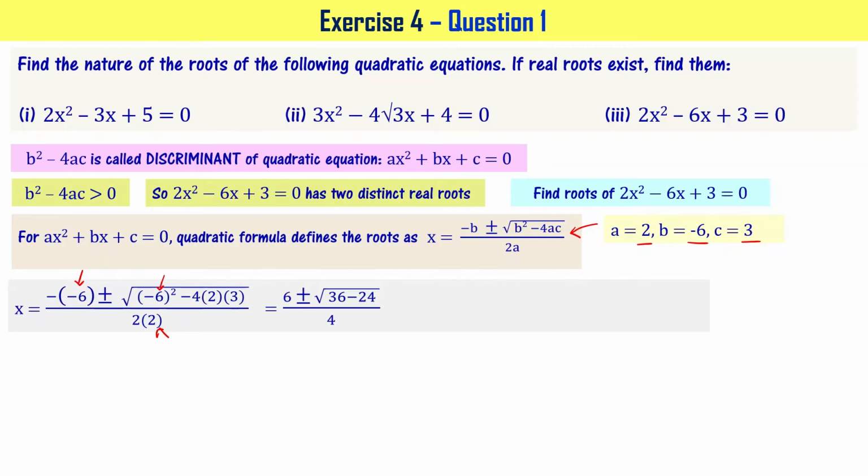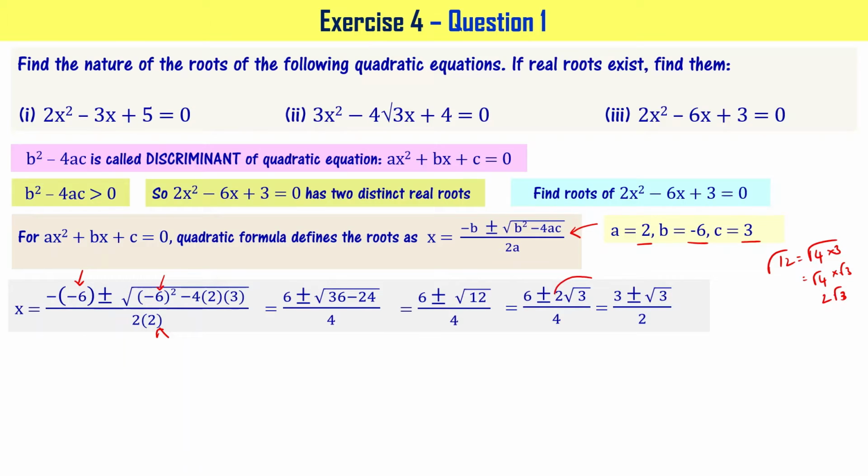36 minus 24 is 12. That's why let me write the equation as 6 plus or minus square root of 12 divided by 4. This can be further simplified and written as 6 plus or minus 2 root 3 divided by 4. Root 12 equals root 4 times 3, right? That can be written as root 4 times root 3 also. It means 2 root 3. That's what I have written here. Root 12 is written as 2 root 3.